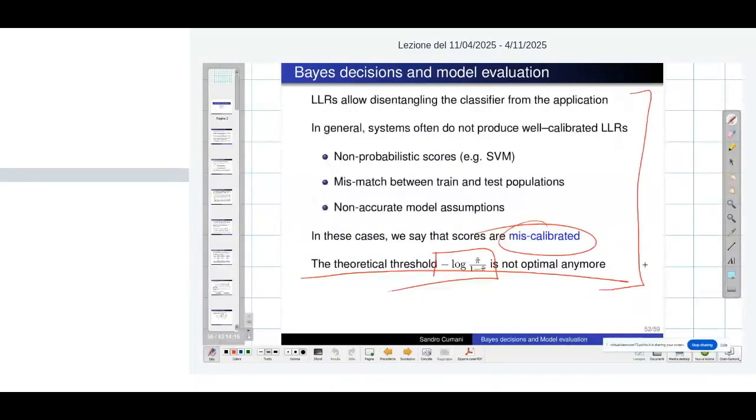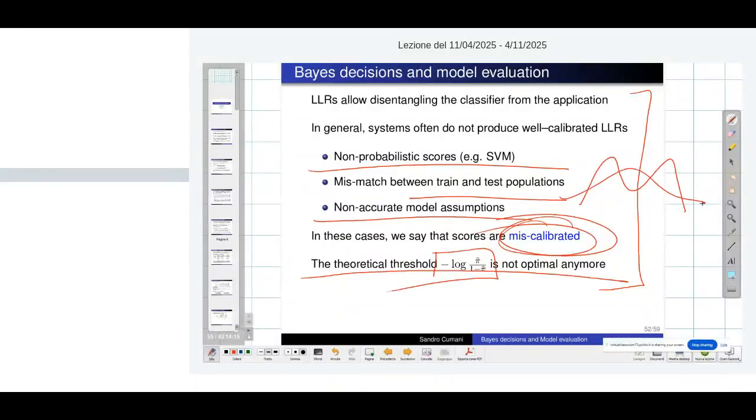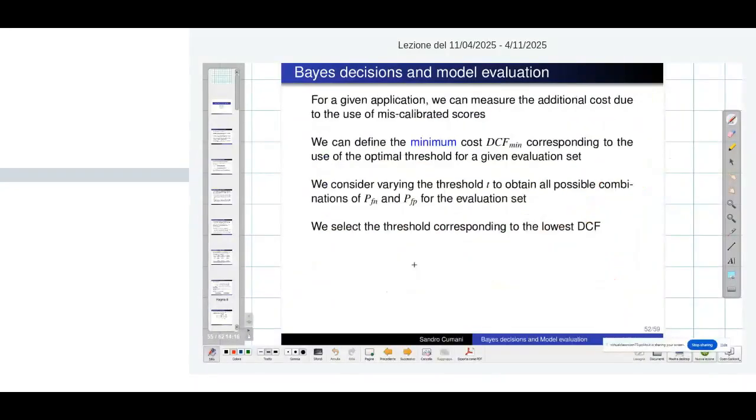Which creates problems because in many cases we have miscalibration. We have miscalibration for models that are non-probabilistic, for example, support vector machines. But we also have miscalibration when there is mismatch between the training set and the application data. We may have miscalibration when there are assumptions that are not accurate for our model. So for example, we have data that is distributed in this way, and we approximate it with a Gaussian distribution. That may lead also to calibration issues. Which means that in many cases, our original threshold is not optimal. We'll see how to make it optimal again, but it will take some time.